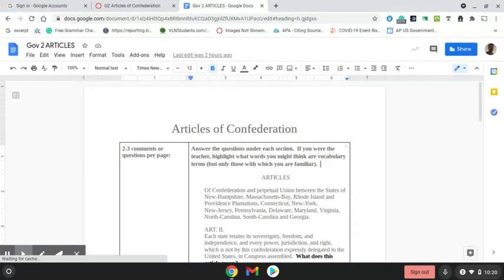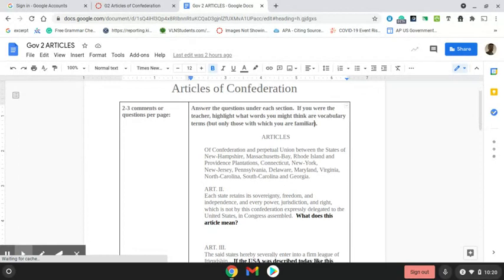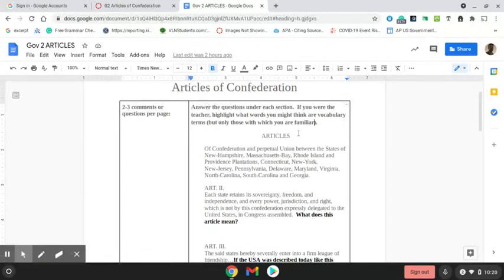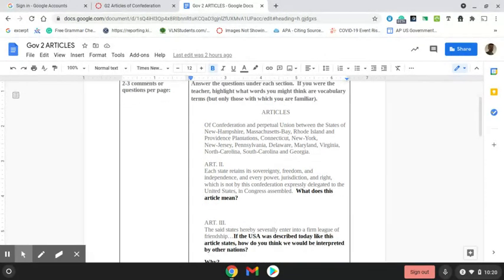So in this document here, you just put 2 to 3 comments or questions per page on the left. And on the right-hand side, it says to answer the questions under each section. And the second thing to do is, if you were the teacher, highlight what words you might think are vocabulary terms, but only the ones that you're familiar with. So if there's a word you don't know, don't worry about that one. Just highlight the words that you think are the most significant.